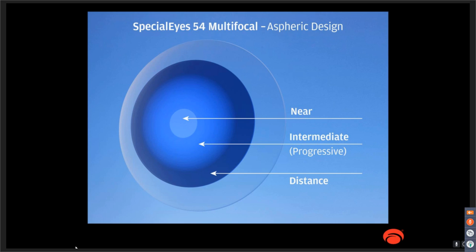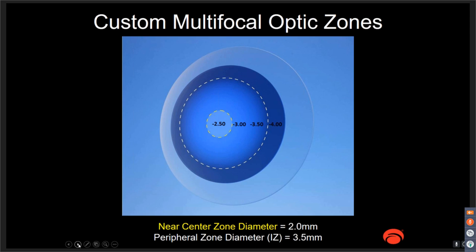And go to the next one here. There we go. Now, if you look at this, this is a minus 2.50 in the center, a minus 3, minus 3.50, minus 4. So this is a minus 4 power for distance with a plus 1.50 add, which then, of course, translates to a minus 2.50. So the 2.50 is a solid reading area. The minus 4 is a solid distance area. And between the 2.50 and the 4, those dotted lines, that's where the progression works, or the aspheric part works. So it progressively goes from the distance down into the center to the reading.